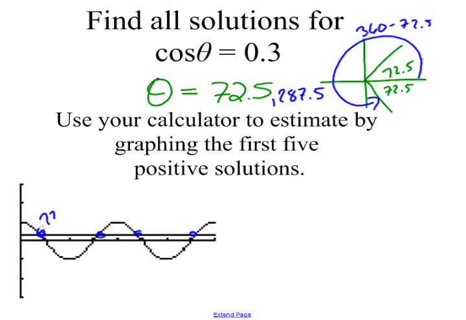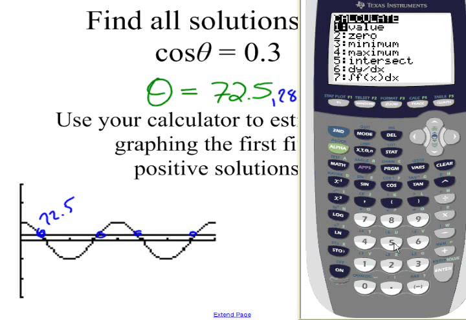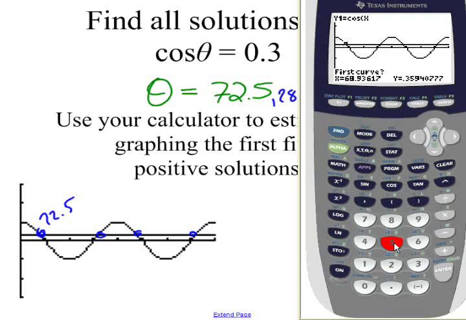And then we go through and do it again. So second, calc, intersect. Now I want to be over on the other intersection, so I arrow over and do second, calc, intersect, and enter 3 times: enter, enter, and enter. And my answer should give me the 287.5.